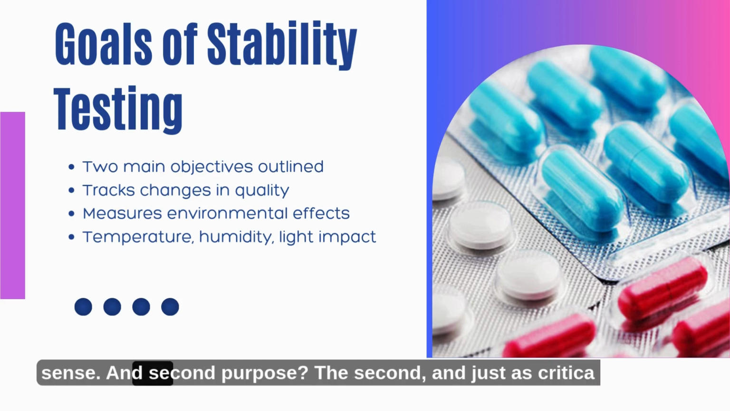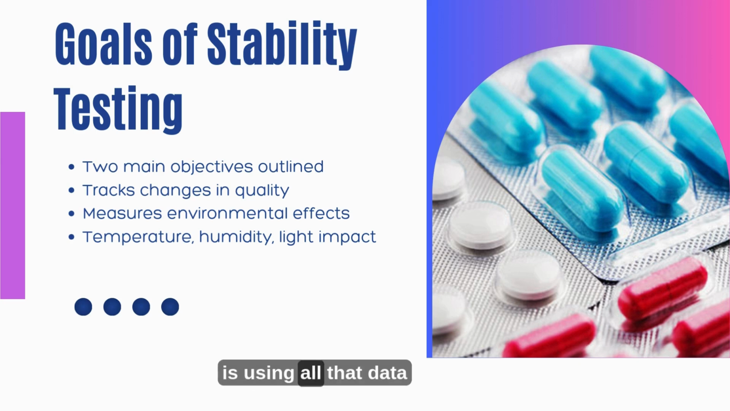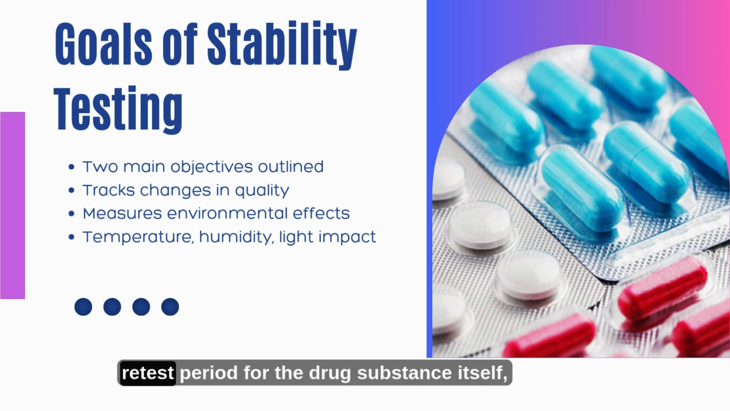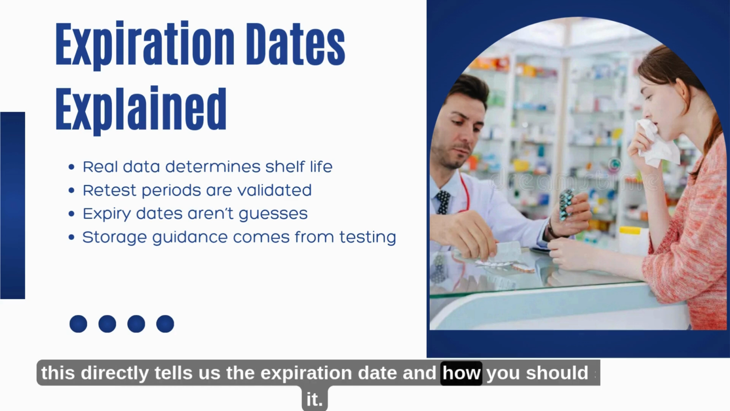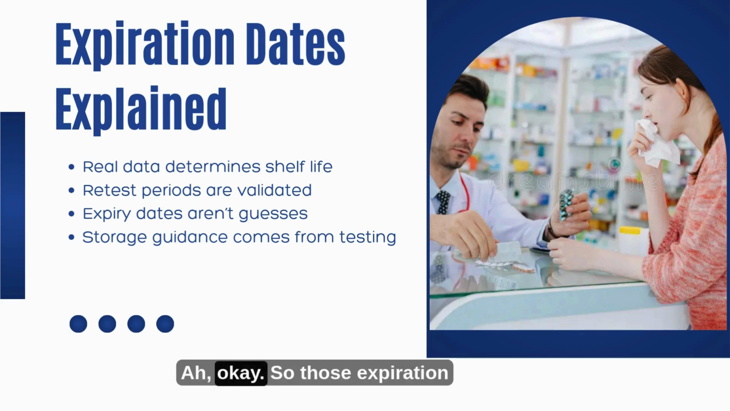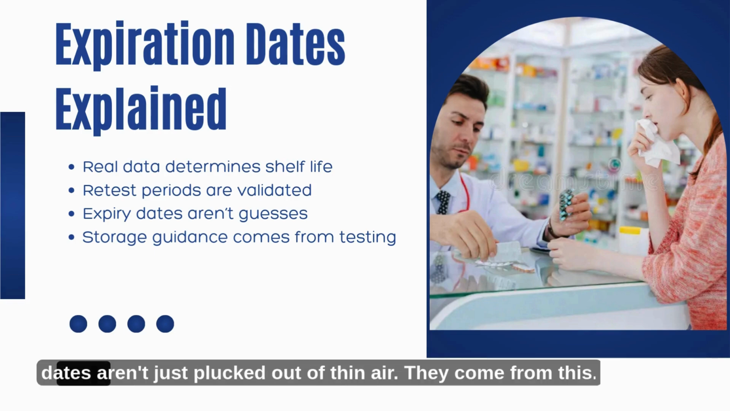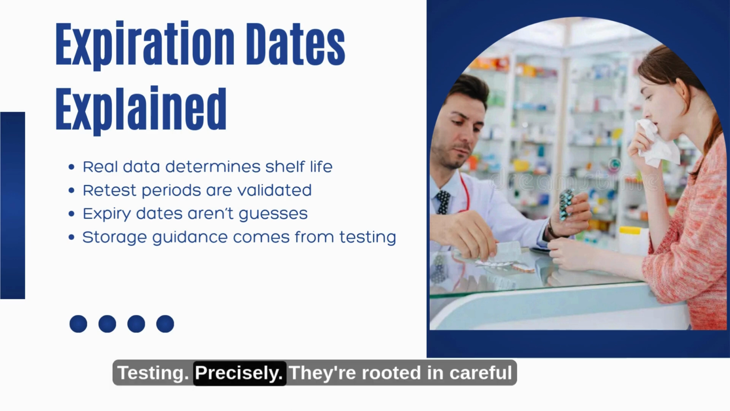Okay, that makes sense. And the second purpose? The second, and just as critical, is using all that data to set two things: the retest period for the drug substance itself, the raw ingredient, and the actual shelf life for the finished product, the medicine you buy. And this directly tells us the expiration date and how you should store it. So those expiration dates aren't just plucked out of thin air. They come from this testing. Precisely. They're rooted in careful scientific observation.